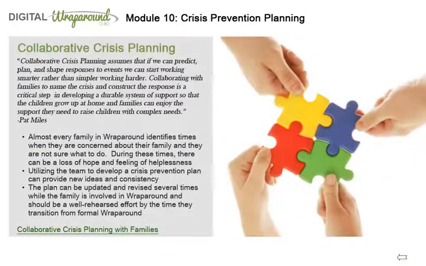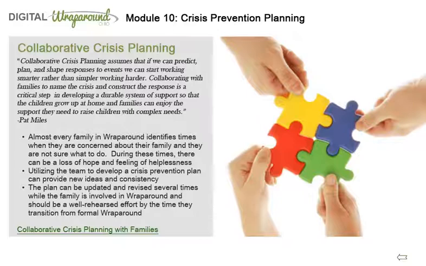Collaborative crises planning assumes that if we can predict, plan, and shape responses to events, we can start working smarter rather than simply working harder. Collaborating with families to name the crises and construct the response is a critical step in developing a durable system of support so that children grow up at home and families can enjoy the support they need to raise children with complex needs. Almost every family in Wraparound identifies times when they are concerned about their family and they are not sure what to do.